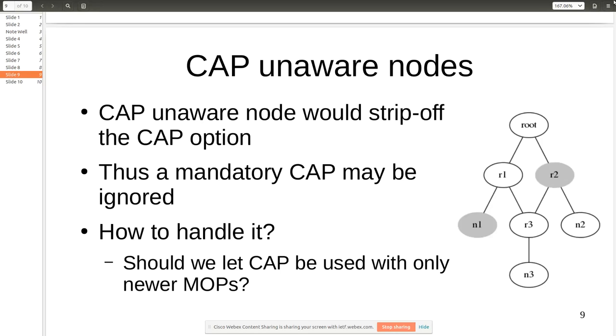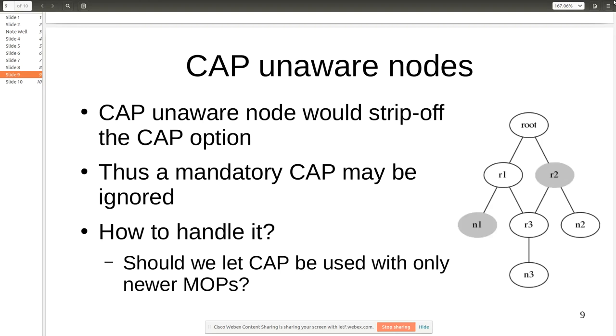So one of the things that we were trying to do with the capabilities was to check whether it can be used with the existing MOPs. But looks like that need not be done, or maybe that's too much of a hassle. Maybe it's not required. Maybe we handle it only with the newer MOPs. That looks like that is the position.